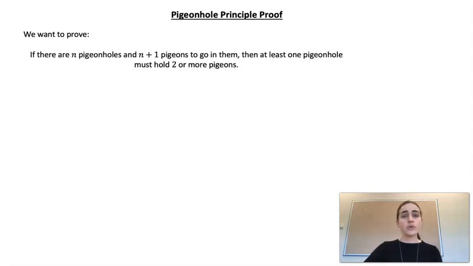To start with, we want to prove that if there are n pigeonholes and n plus 1 pigeons to go in them, then at least one pigeonhole must hold 2 or more pigeons. So we're going to start by assuming that each pigeonhole contains at most 1 pigeon. What we actually want to prove is that it holds 2 or more. The opposite of that is that it contains at most 1 pigeon, and we're going to prove that this can't be true.